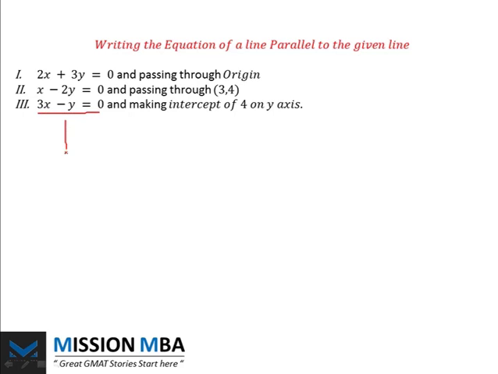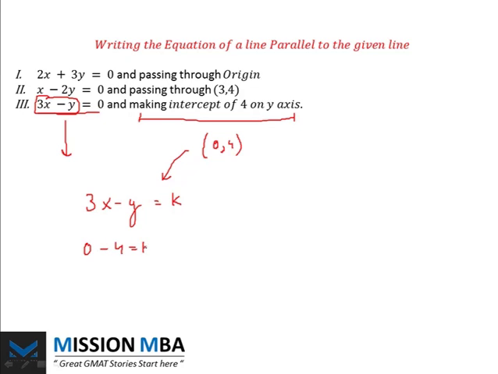3x minus y, a line parallel to this. It's going to be very same as this. Why? Because the slope is same. I cannot change the coefficients. Equals, let us say, k. Making an intercept of 4 on the y-axis? Simple. So it must pass through 0, 4. Put it. You'll get 0 minus 4 equals k. k comes out to be minus 4. And there you go. Your equation of line is 3x minus y equals minus 4.